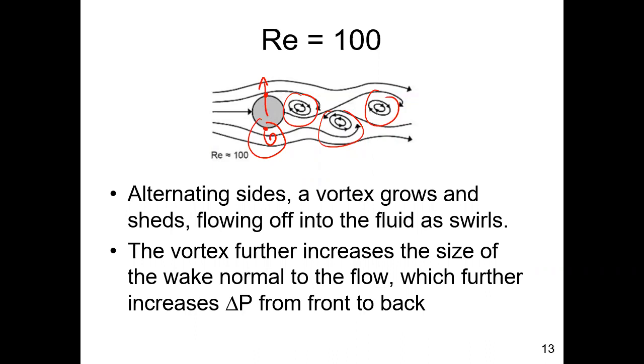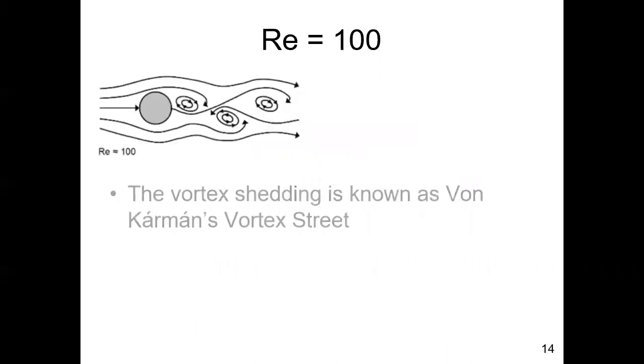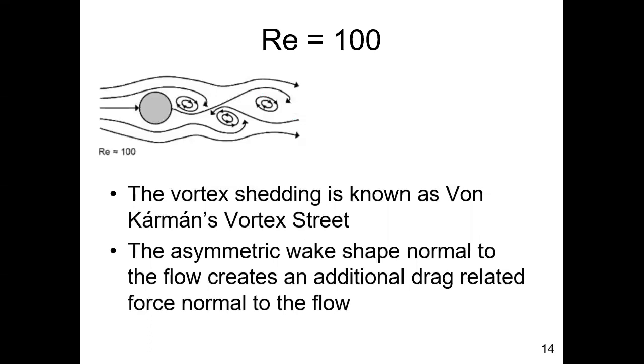I would argue you've seen this before and you've never thought about it. So this vortex shedding is known as von Karman's vortex street, after the scientist who first described it and tried to explain it back in the late 1800s. Again, the asymmetric wake shape is creating force in addition to the drag force. The drag force is a force collinear with U. This other force is perpendicular.